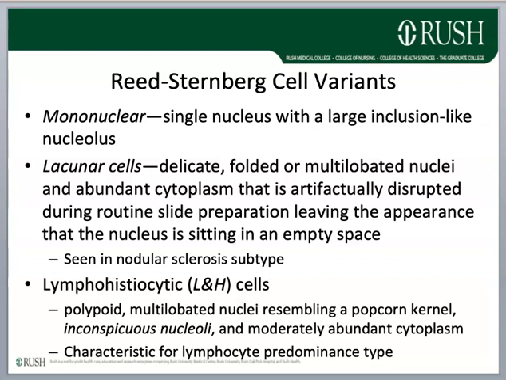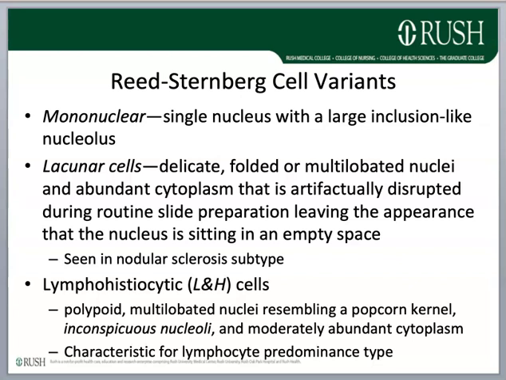Also important are a number of Reed-Sternberg cell variants. The mononuclear variant is actually a large cell, but it just has a single nucleus, again, however, with the large inclusion-like nucleolus. There are lacunar cells, which have delicate, folded, multilobated nuclei with abundant cytoplasm that appears artifactually disrupted during routine slide preparation and leaves the impression that the nucleus is just sitting in an empty space. And this is in particular associated with the nodular sclerosis subtype.